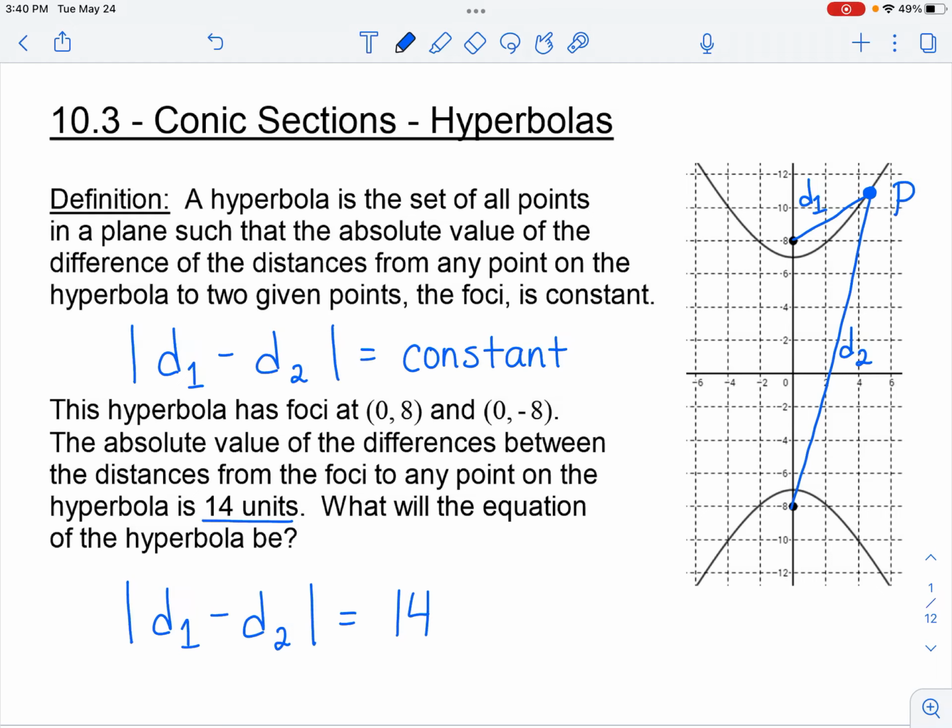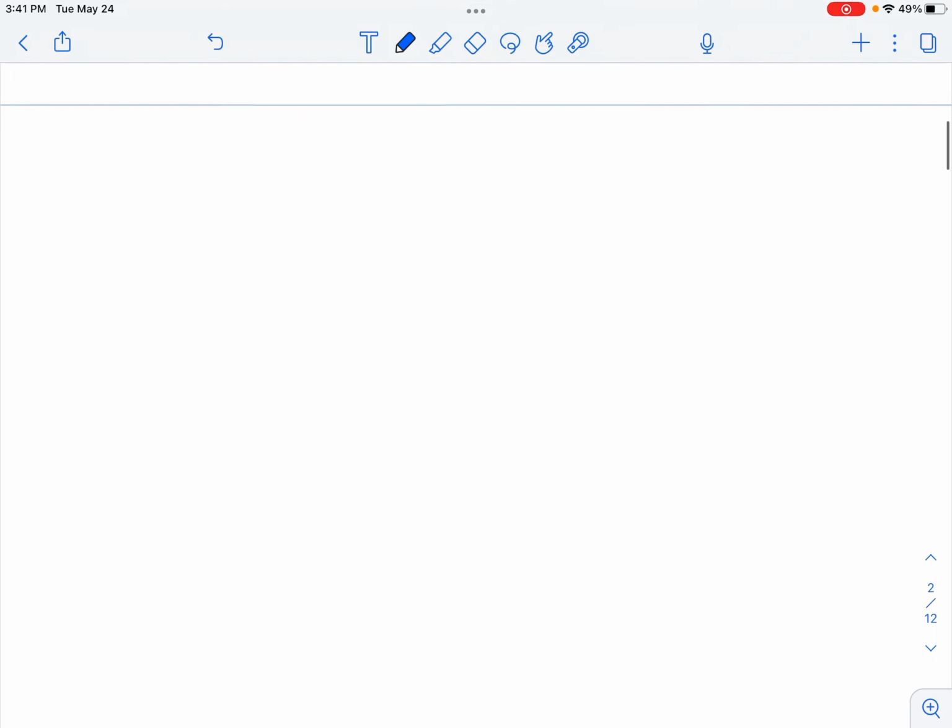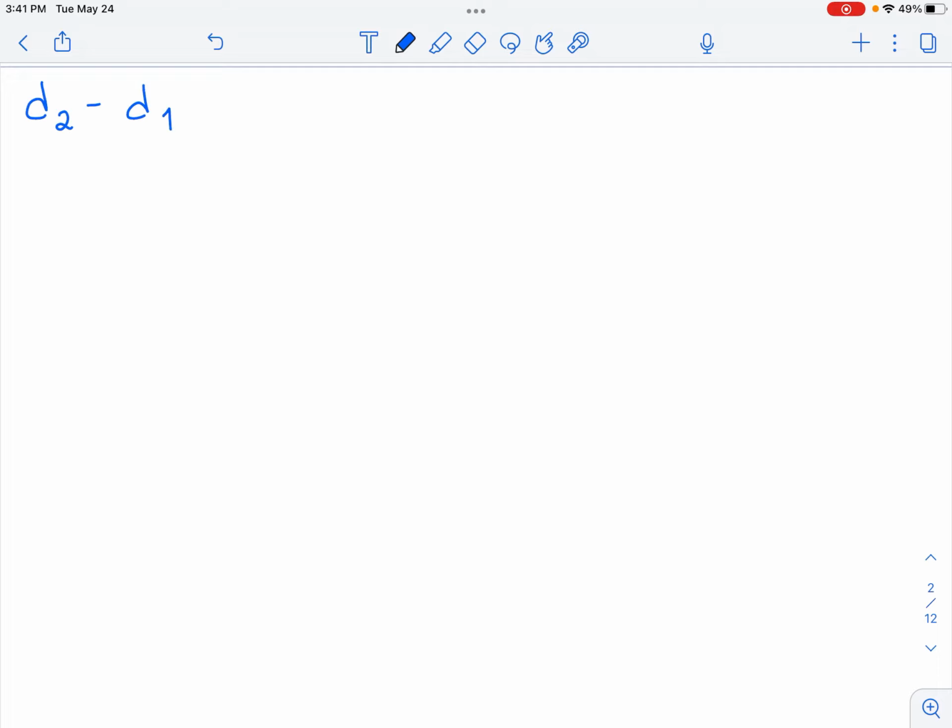In the previous video, this is where we left off. Now, we're going to derive the equation of this particular hyperbola using the definition. But when I look at my diagram, I can see that D1 is definitely smaller than D2. So to eliminate the absolute value from the equation, I'm going to do D2 minus D1, which is still the difference, but I'm doing the bigger distance minus the smaller distance to get a positive value naturally without using that absolute value. Okay, so we're going to rewrite this to be D2 minus D1 is equal to 14, okay?